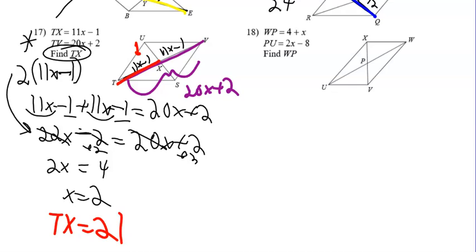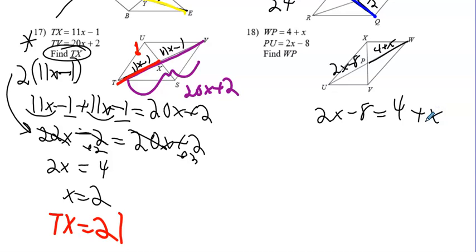All right, WP, that's right here, is 4 plus x. I'm immediately going to label this 4 plus x. It then tells me PU is 2x minus 8. So actually, I need to go back and erase that. But at least I knew what I was doing. It's also 2x minus 8. So I set them equal to each other because they are the same thing. That's why I jumped to that conclusion before.